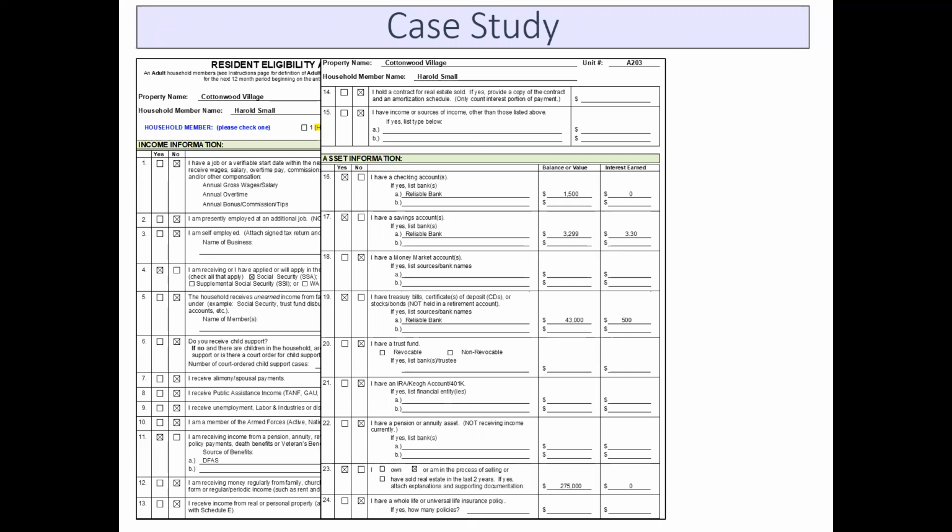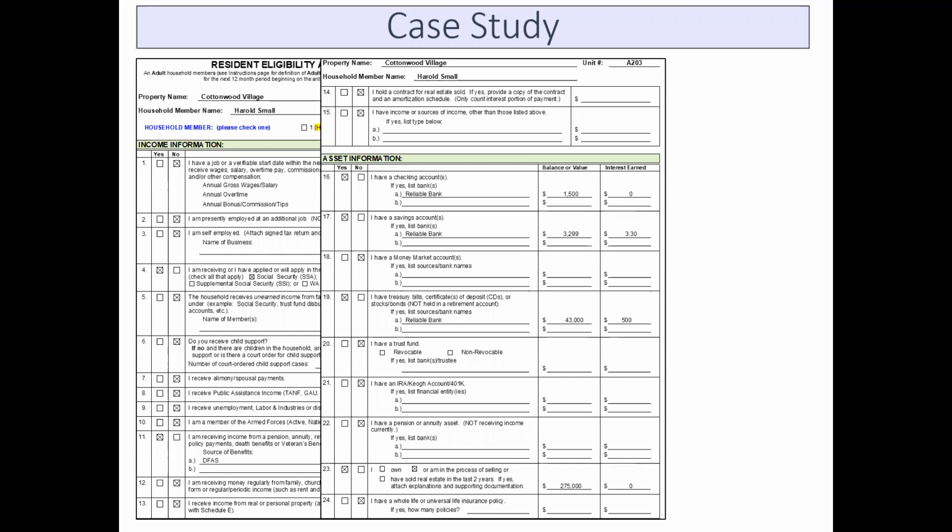When it comes to assets, here's where we see Harold filling in that he does have assets. He's indicated a checking account, a savings account, another source at Reliable Bank, either a treasury, CD, stocks, bonds, some sort of account at Reliable Bank with a substantial amount of money there, which right away tells us our assets are going to be over $5,000 for total household assets, which means all assets will need to be verified.